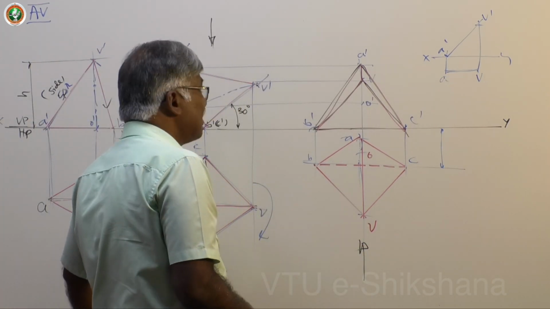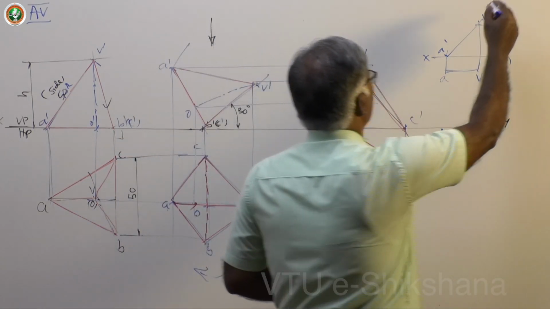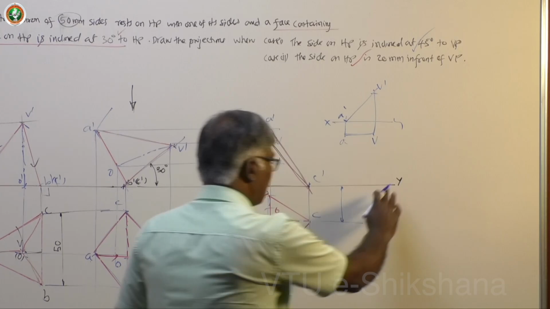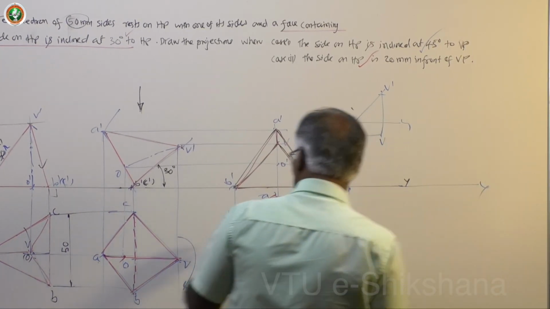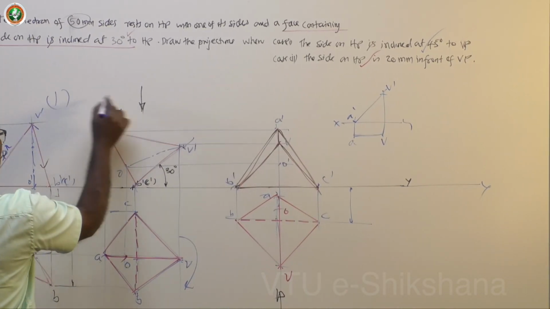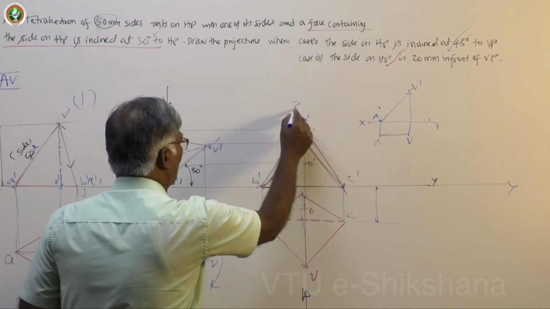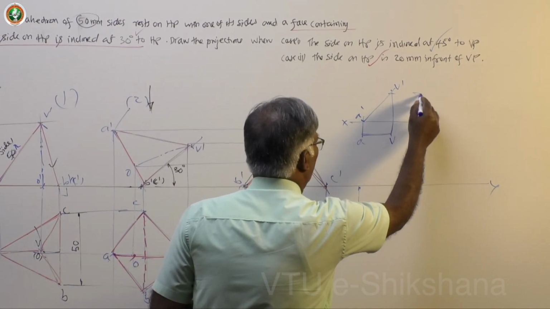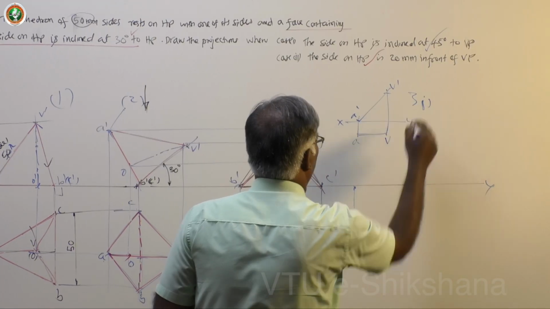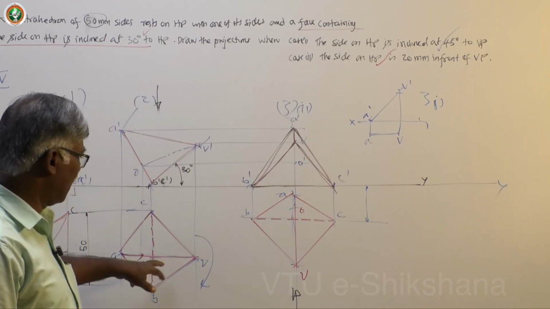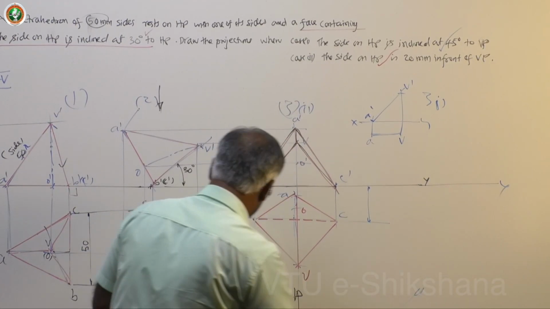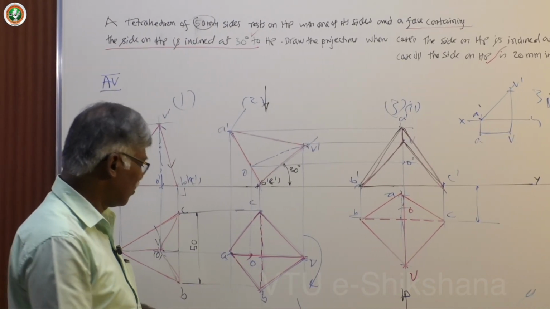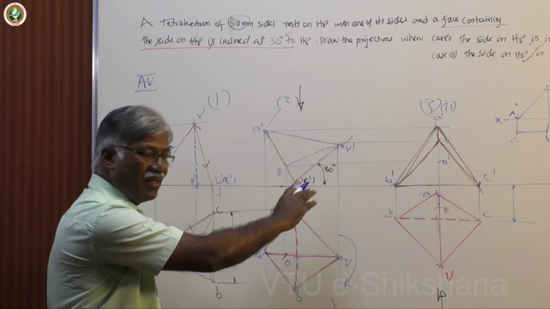Number 2 is: the side on HP is inclined at 45 degrees to VP. So let me continue here only. Assume that the first and second figures are the same. Only the third figure is replaced. This is for case 2 and I am working here case 1, the third figure for case 1. How to do it? Now you redraw this figure such that BC is inclined at 45 degrees to VP. That's all. So you can rotate like this or rotate the other way around.